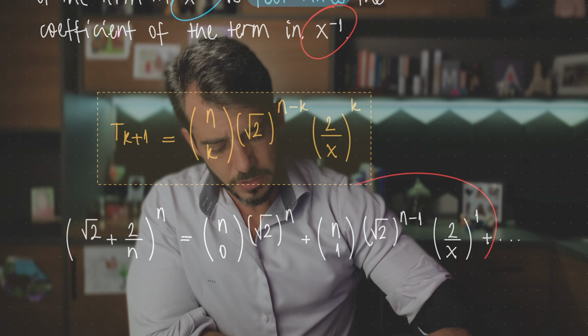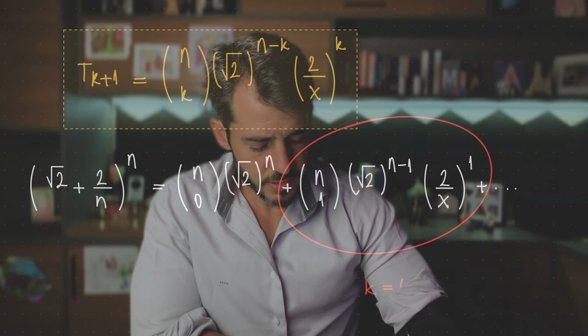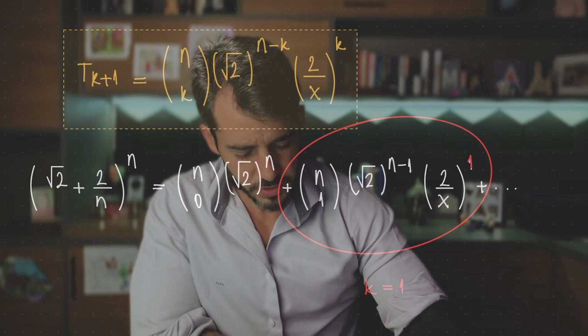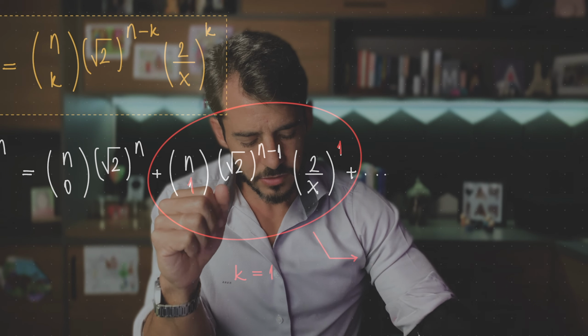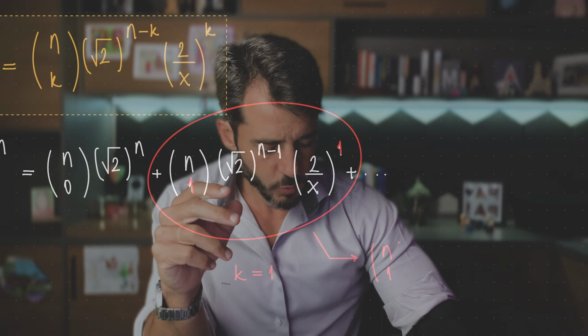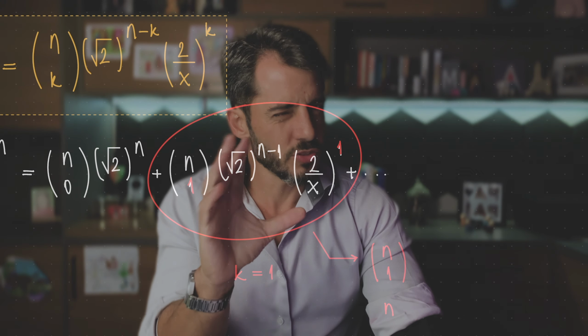We can actually spot the term in x to the negative 1. It is the one where k is equal to 1. This k over here, which means this term over here. And let's take a closer look at this term. We have n choose 1, which is equal to n. And by the way, anything choose 1 is just that anything.